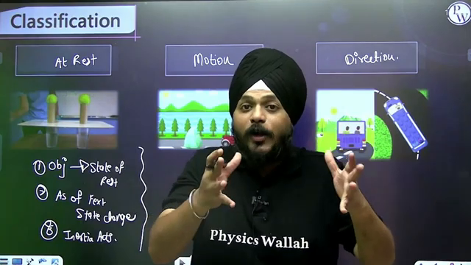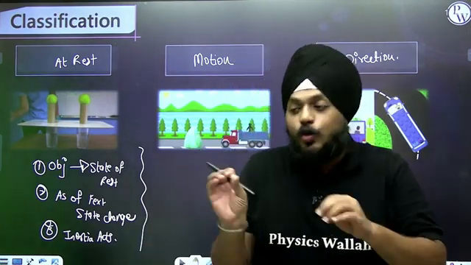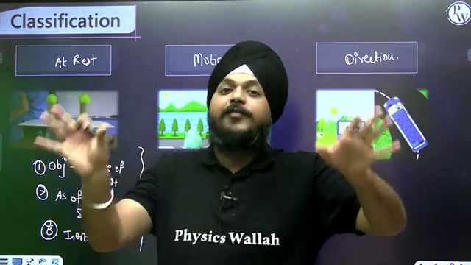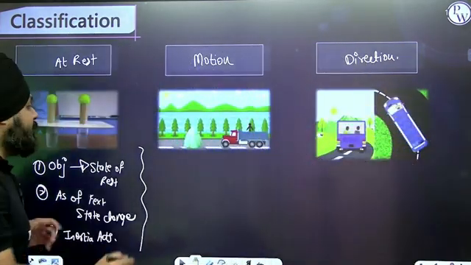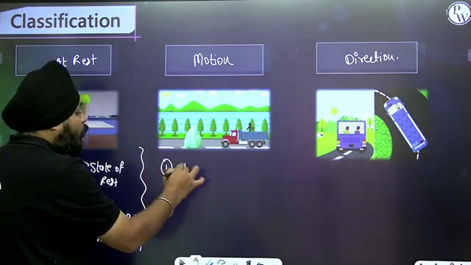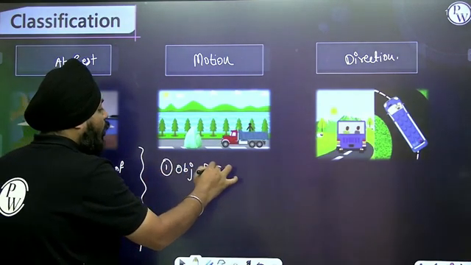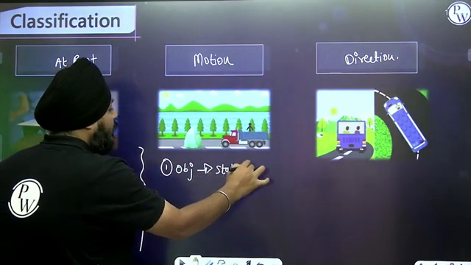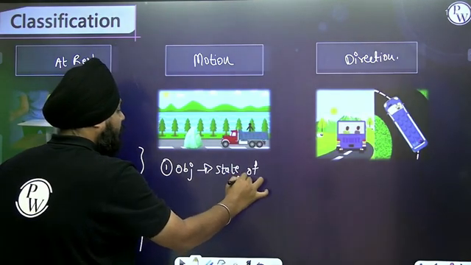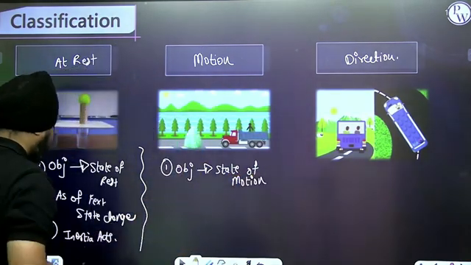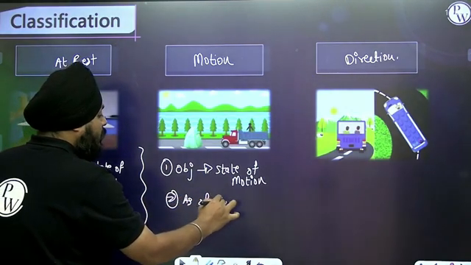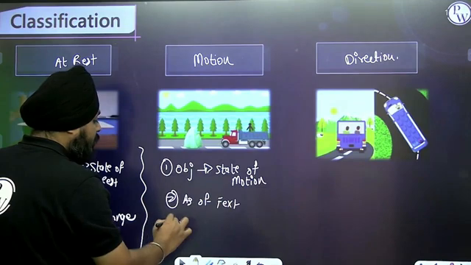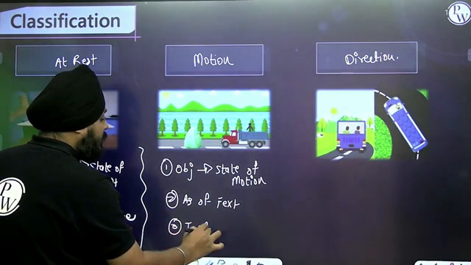At that point of time, what happens here? They run a bit and after that they stop. So in that case, I want to be in a state of rest. An object wants to be in a state of motion. As some external force acts, the state changes, and inertia acts.